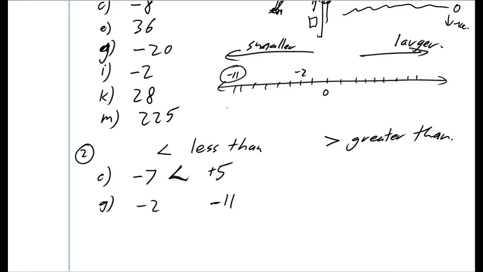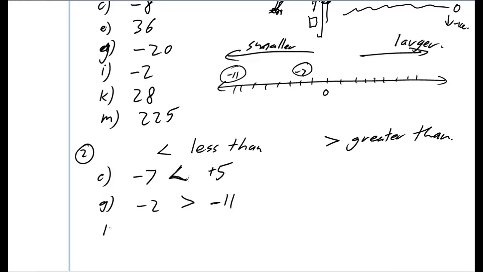So minus 11 is smaller than minus 2. So you put the small pointy bit pointing towards the smallest number. So this little pointy bit here goes towards the minus 11. So the way we read this, that symbol means greater than, so minus 2 is greater than minus 11. So here's minus 2 here. It's to the right, so it's greater than minus 11.